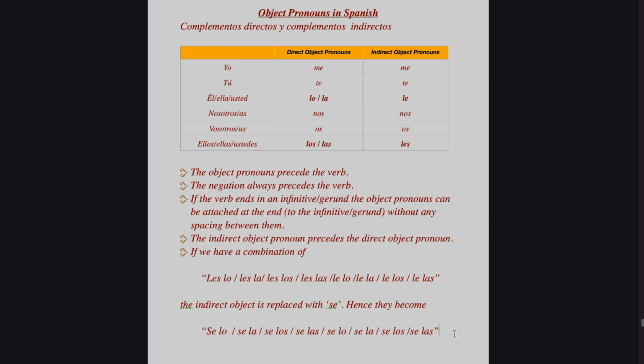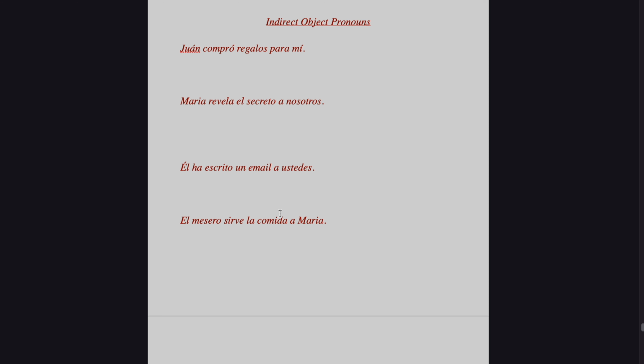And let us see and apply these rules to some sentences and put them to practice. Juan compró regalos para mí. That means Juan bought gifts for me. So let us first identify the objects. What did Juan buy? Gifts. It is the direct object. And for whom or to whom did he buy the gifts? For me. So me becomes the indirect object.